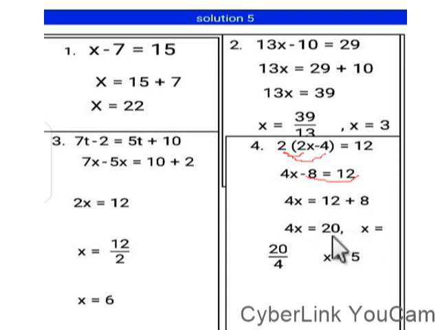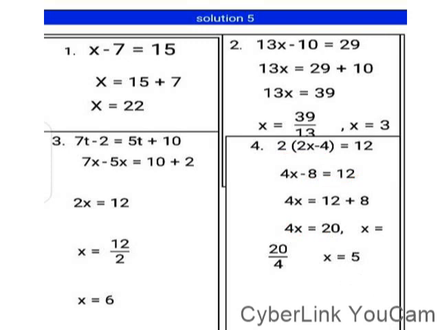What do we do next? We divide both sides by the coefficient of x, which is what? 4. And when you divide both sides by 4, 4 cancels out 4, as we have it here. We are left with x, then 20 divided by 4, which gives x is equal to 5 as our solution. So that's how to go about this.